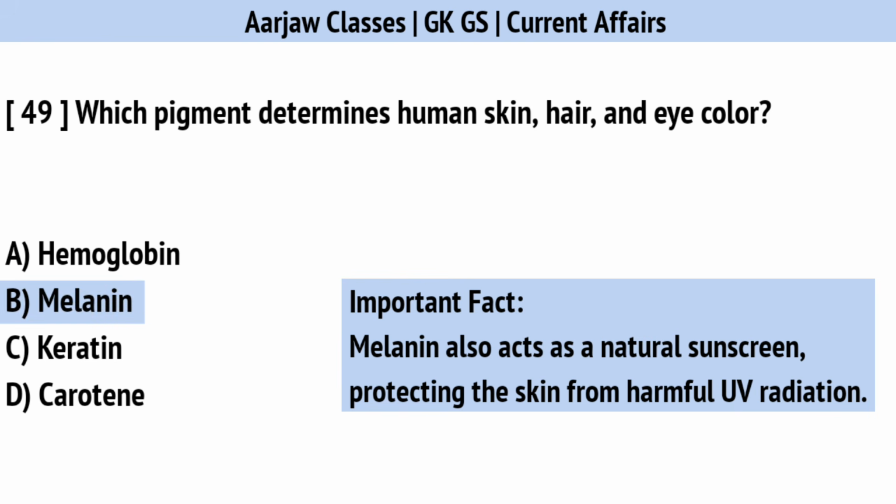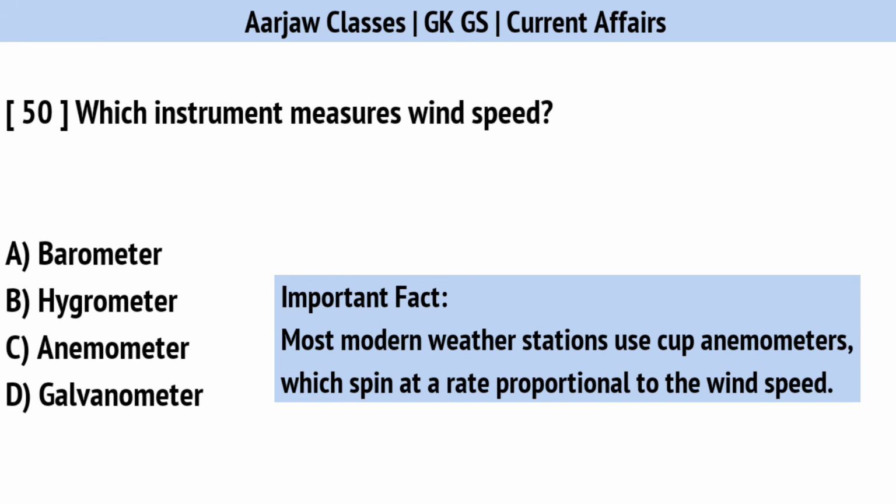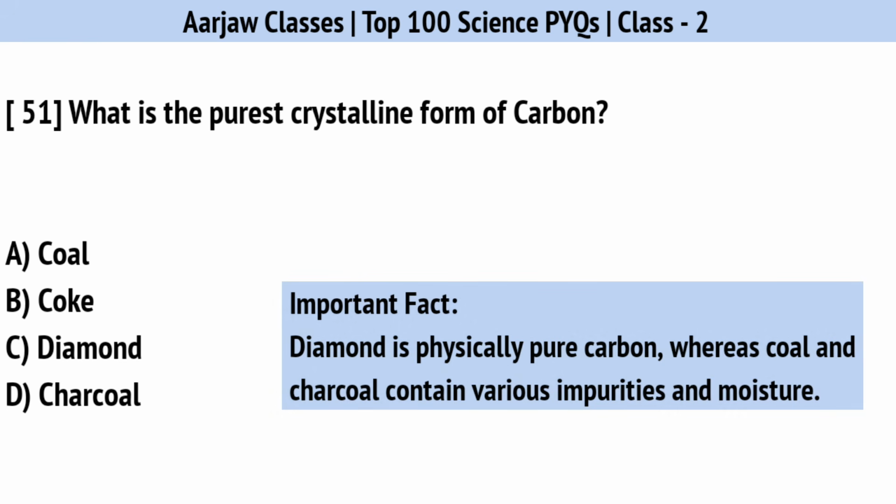Correct option is B. Melanin. Which instrument measures wind speed? Correct option is C. Anemometer. What is the purest crystalline form of carbon? Correct option is C. Diamond.